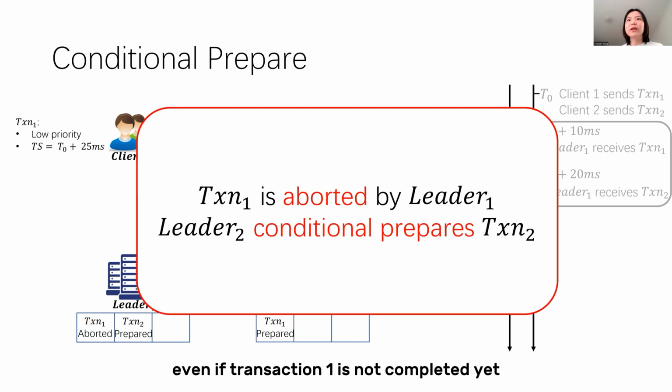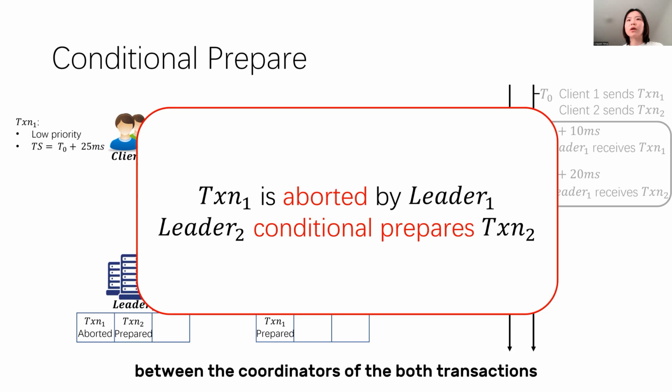As a result, even if transaction 1 is not completed yet, leader 2 will prepare transaction 2 anyway, but conditionally. The condition is that transaction 1 is actually aborted by the coordinator. Once the condition is satisfied, we can then complete transaction 2. By doing so, it reduces the processing time of transaction 2. It requires some communication between the coordinators of both transactions.